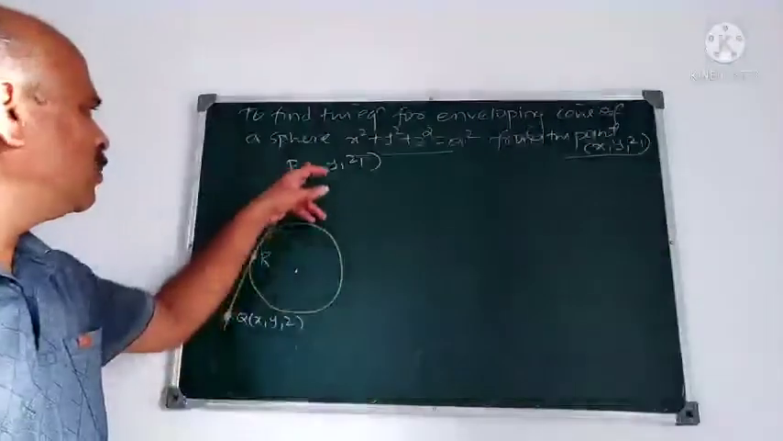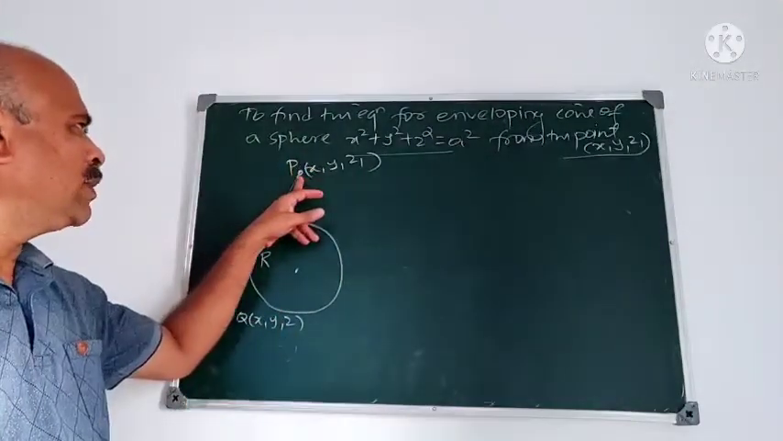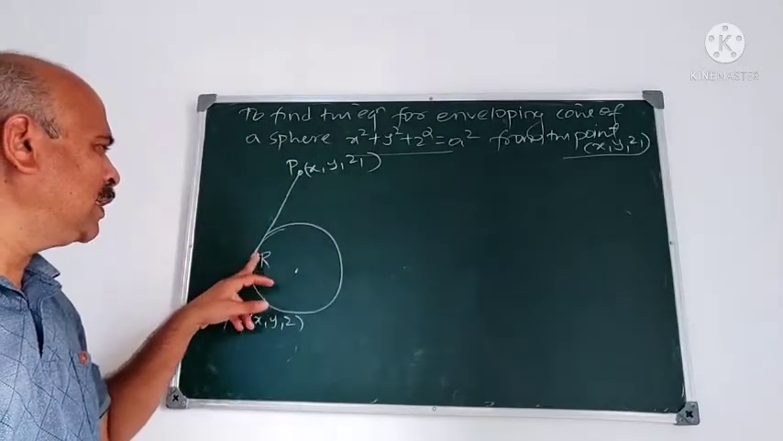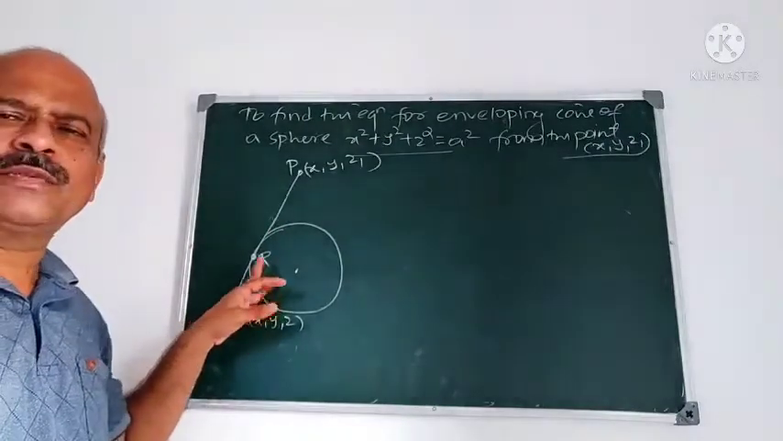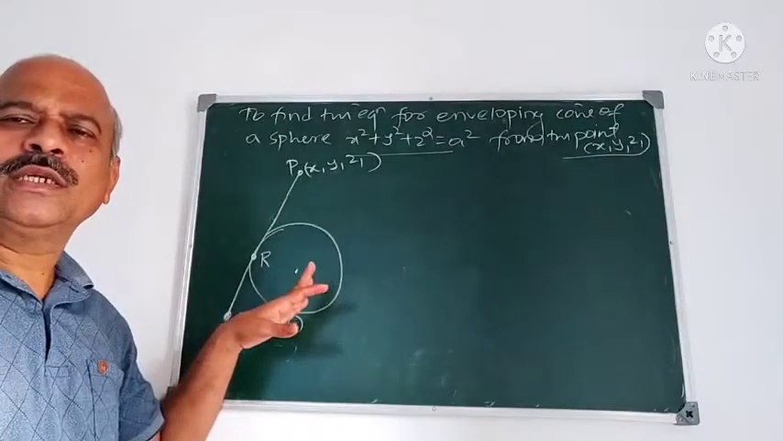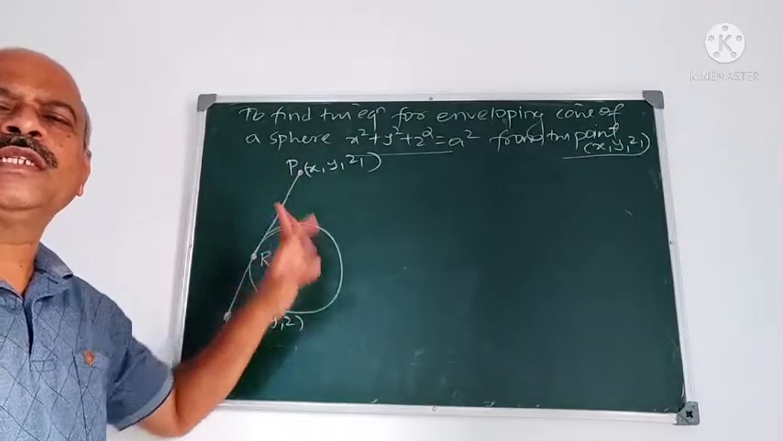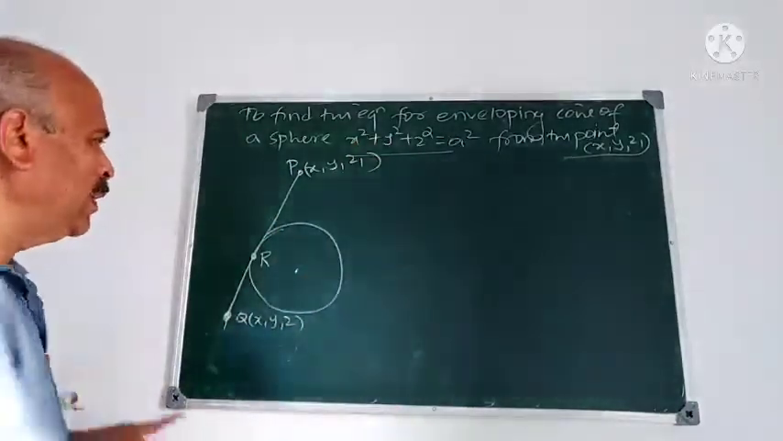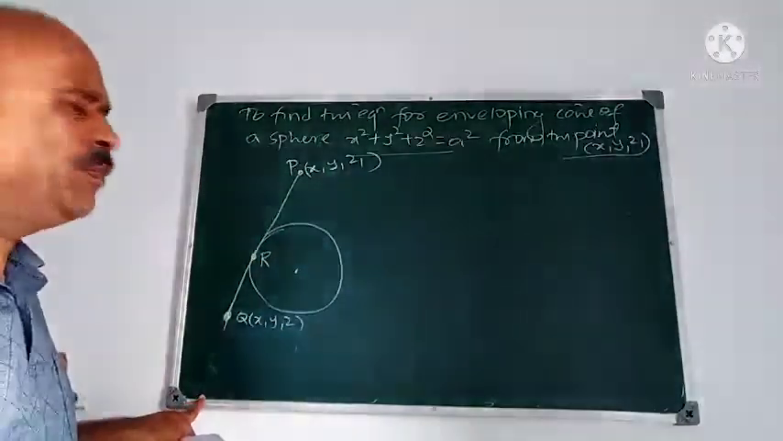Find the locus of this line. What is the condition here? The line must pass through x1, y1, z1, and it must just touch the sphere. It should not intersect the sphere. Intersect means a line intersects the sphere at 2 points. But here the condition is that the line must touch the sphere. Using that condition, we find the equation for this locus of PQ.